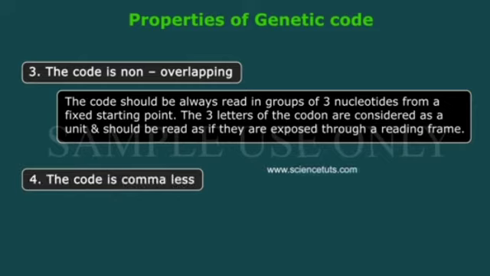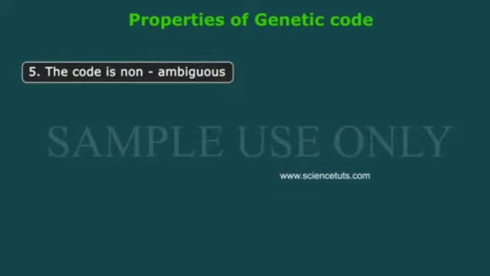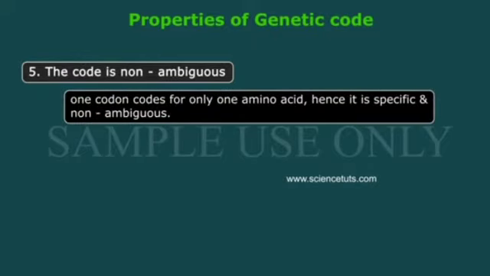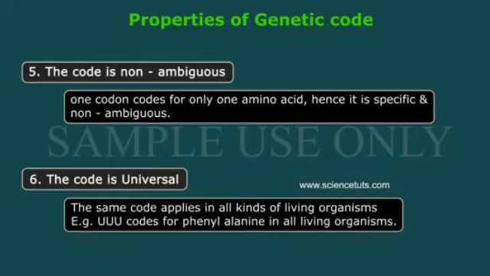4. The code is commaless. In between triplet codes, no letters are wasted. No punctuation is needed between any 2 codons. 5. The code is non-ambiguous. One codon codes for only one amino acid. Hence, it is specific and non-ambiguous. 6. The code is universal. The same code applies in all kinds of living organisms. Example: UUU codes for phenylalanine in all living organisms.